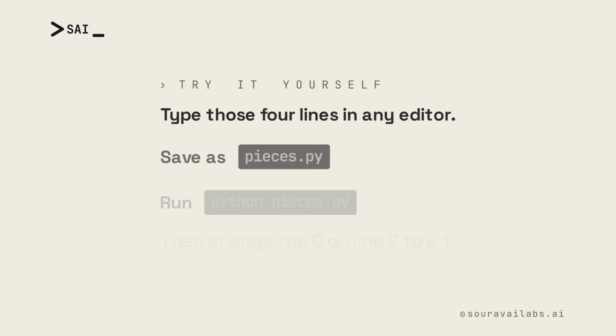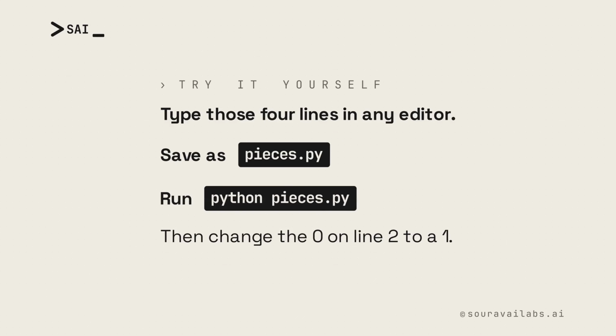Your turn. Type those four lines in any editor, save it as pieces.py and run it. Then change the 0 on line 2 to a 1 and run it again. Watch the first answer. Start at Meera instead.